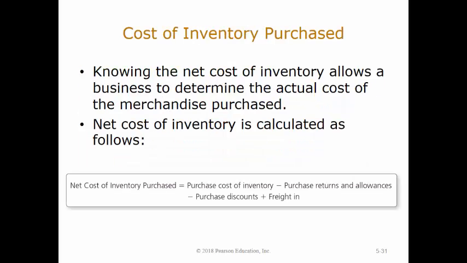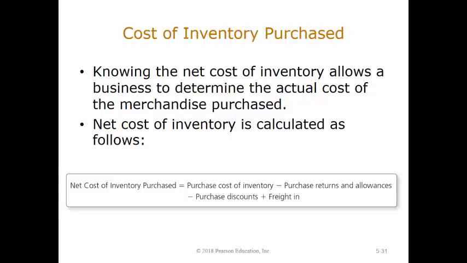The net cost of merchandise inventory purchased includes the purchase cost of inventory, less purchase returns and allowances, less purchase discounts, plus freight in. Knowing the net cost of inventory allows a business to determine the actual cost of the merchandise purchased. The calculation of net cost of inventory purchased is determined as follows. Purchase cost of inventory minus purchase returns and allowances minus purchase discounts plus freight in is equal to the net cost of inventory purchased.